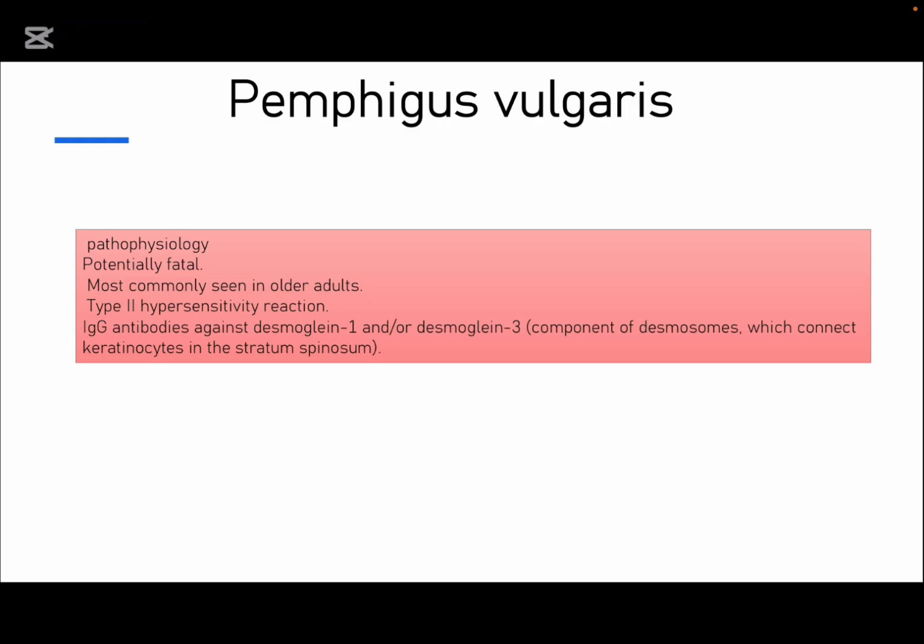The type 2 hypersensitivity reaction is similar in Bullous pemphigoid as well, but that is against the hemidesmosomes. So this will be a differentiating point between the two. And this disease is most common in middle age, like 40 to 60 years. In older adults, but like 40 to 60 years. And it is a potentially fatal disease.